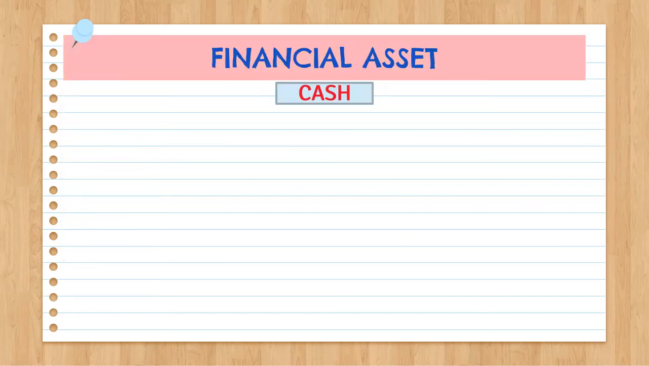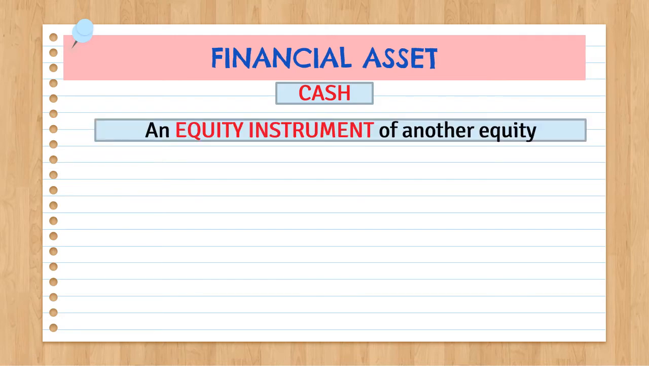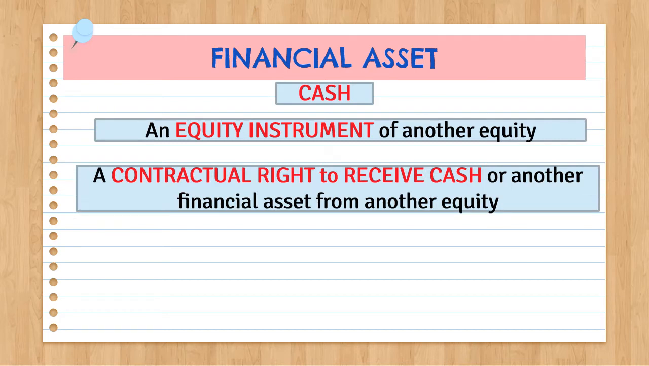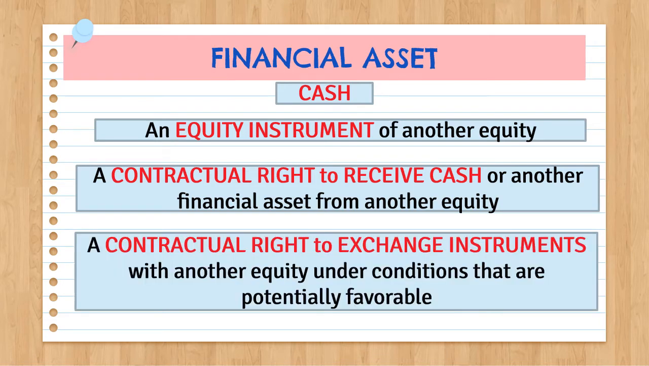Cash. These are the examples for financial asset: cash, an equity instrument of another entity, a contractual right to receive cash or another financial asset from another entity, a contractual right to exchange instruments with another entity under conditions that are potentially favorable.